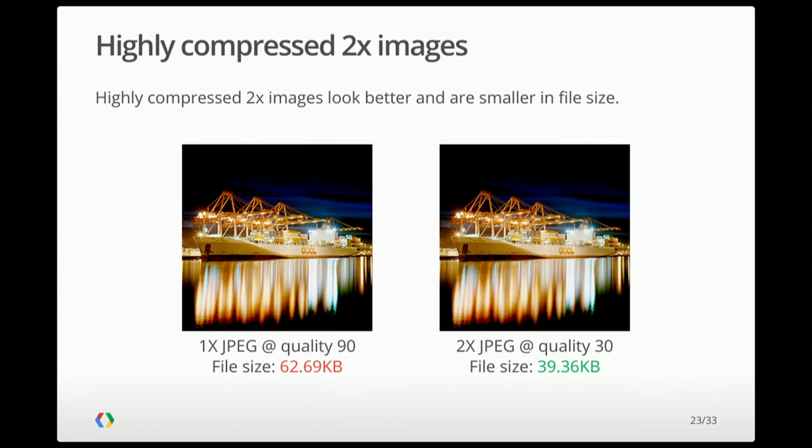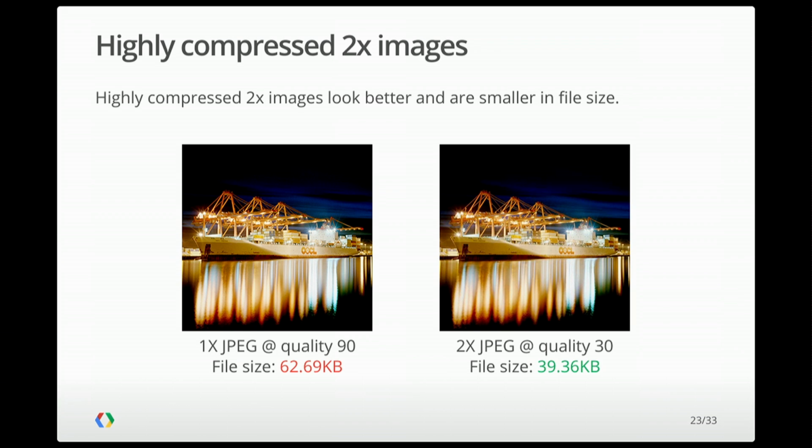Another technique you can use is highly compressed 2x images, and this actually works fantastically well. You can see those two images there. They both came from the same original image. On the left is a 1x JPEG, so it's a JPEG that's 300 pixels by 300 pixels. I saved it at quality 90 in Photoshop.